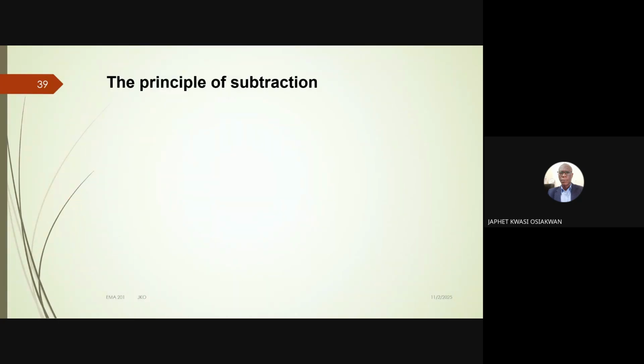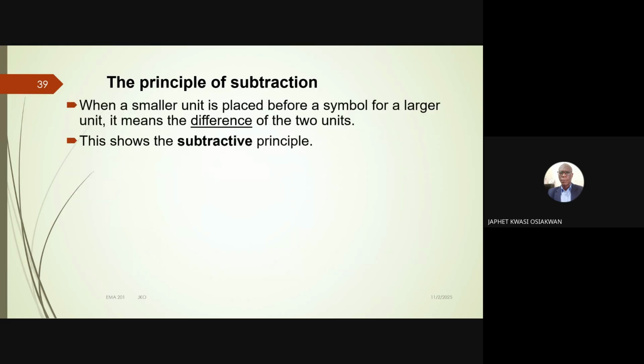I'll start with the subtractive principle, or the principle of subtraction. Pay attention. In writing the numerals, the Romans say that when a smaller number is placed before a bigger one, then you have to subtract the 2 numbers. Please pay attention. When a small number is placed before a bigger one, then subtract the 2. I hope I'm making sense.